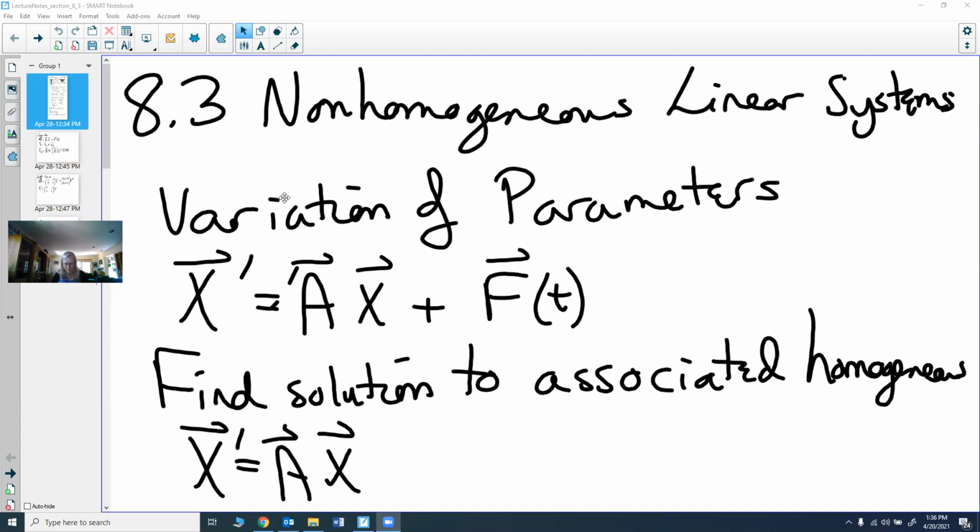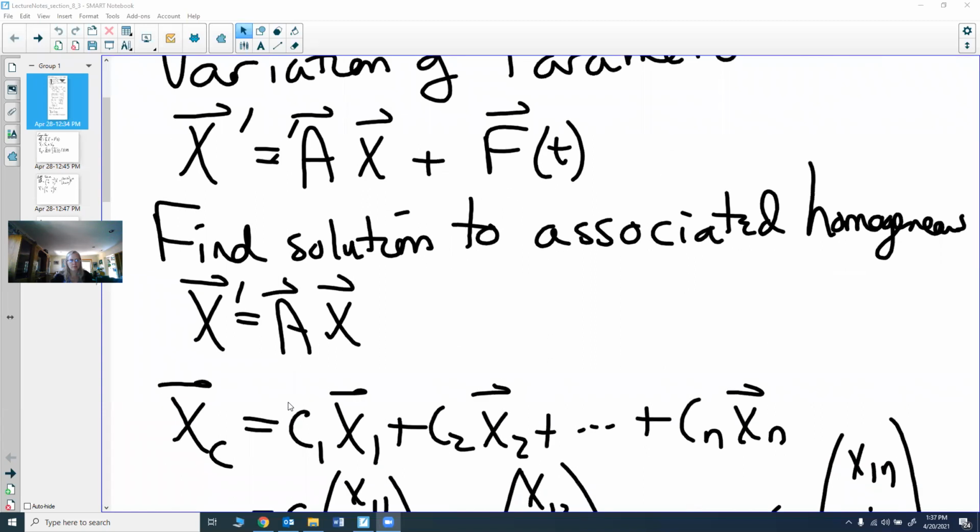So now that we know how to find these solutions for homogeneous linear systems, let's look at non-homogeneous linear systems and how we find those. The method we use is the same method we used for non-homogeneous linear equations. It's the method of variation of parameters. So x prime is equal to A times x plus some function f of t. You're going to first, just like we did before, find the solution to the associated homogeneous.